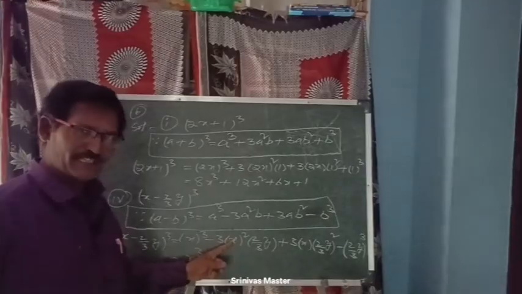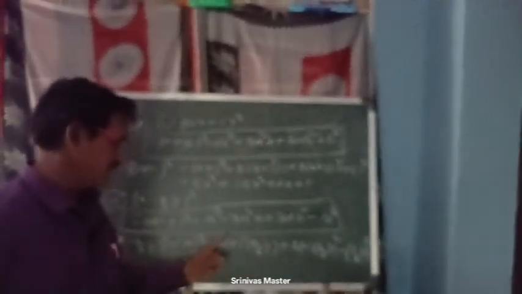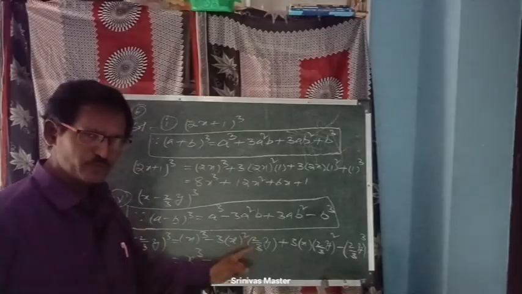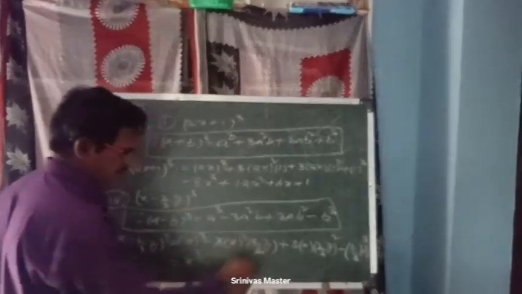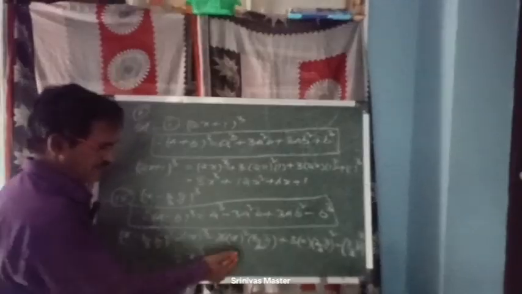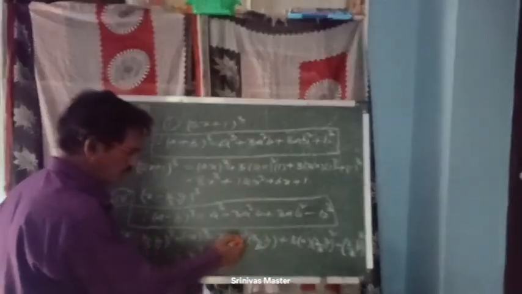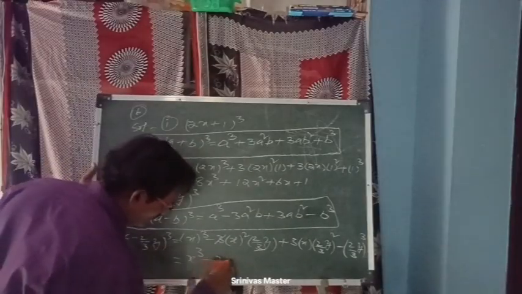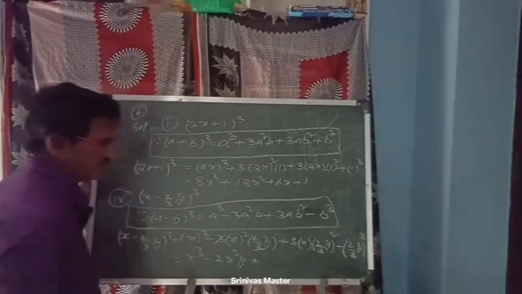x whole square means here x square. You know that. All are multiplication only, no? That means 3 into x square into 2 by 3y. That means here cancellation is there. You can cancel 3 and 3. Then what is left here? Here x square, here 2y is there. Totally what will become? 2x square y. Right? Plus here.